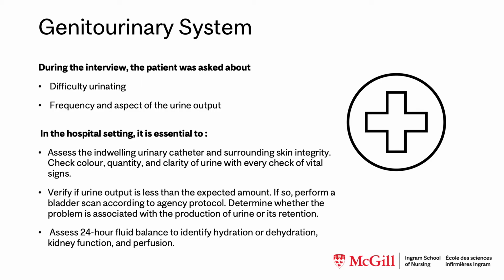Verify if urine output is less than the expected amount. If so, perform a bladder scan according to agency protocol. Determine whether the problem is associated with the production of urine or its retention. Assess 24-hour fluid balance to identify hydration or dehydration, kidney function, and perfusion.